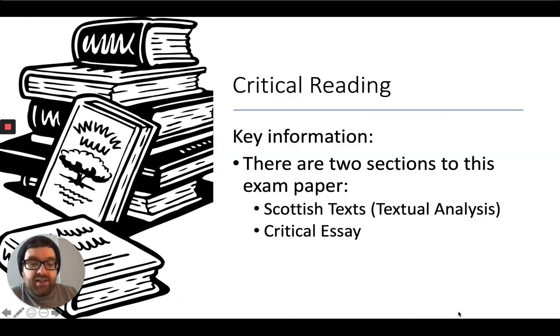So the second paper, you go in for an hour, you read your newspaper article, you answer your 9 questions, you get as many of those 30 marks as you possibly can. You come out, have a break, not a breakdown, just a break, and then you go back in for critical reading. There are 2 sections to this exam paper: your Scottish texts, which is just the same as textual analysis, it's called Scottish texts for a reason we'll get into, and your critical essays.